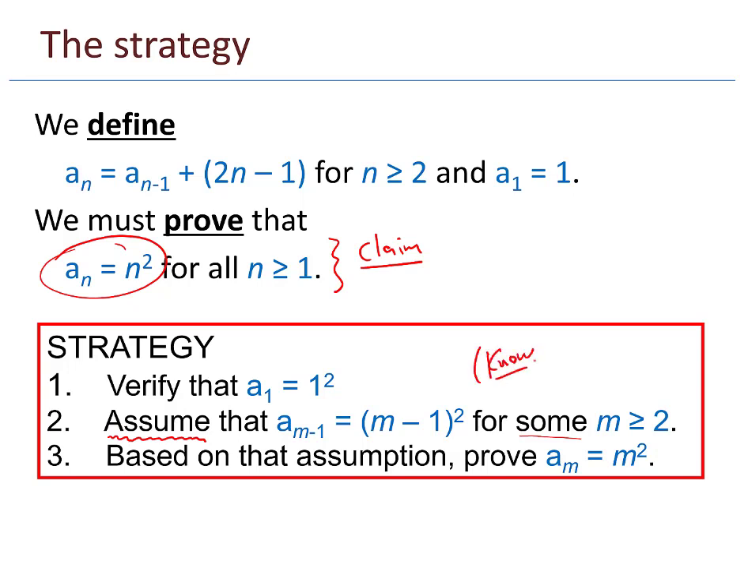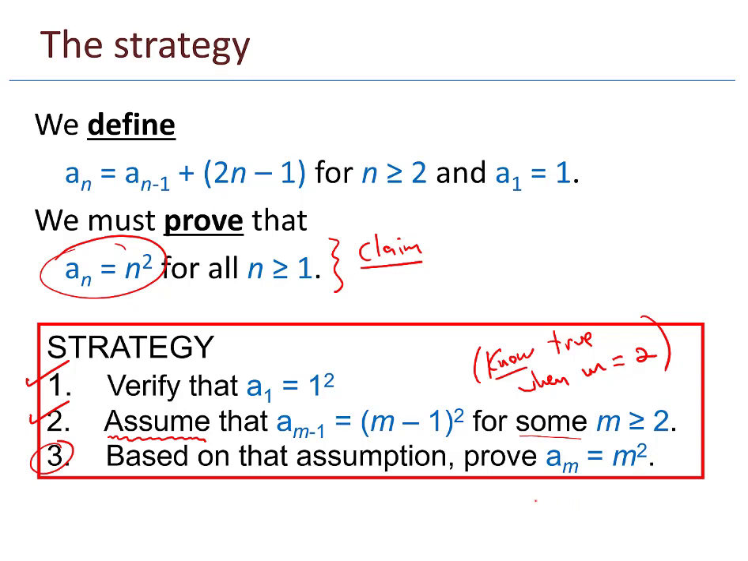In fact, we know that this claim actually holds true when m equals 2, right? So we don't really even have to assume that the claim is true for some m greater than or equal to 2. We know it's actually true when m equals 2, but maybe it's also true for some bigger values of m as well. Okay? 1, check. 2, check. I've made my assumption. 3, based on that assumption, I want to prove that a sub m equals m squared.